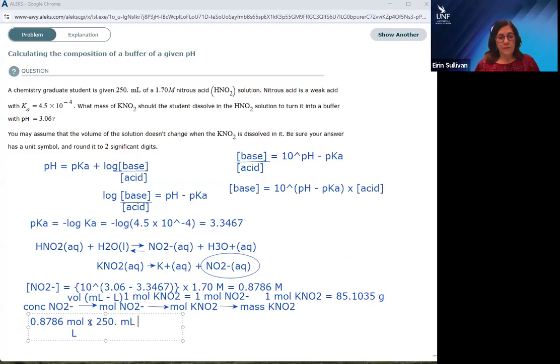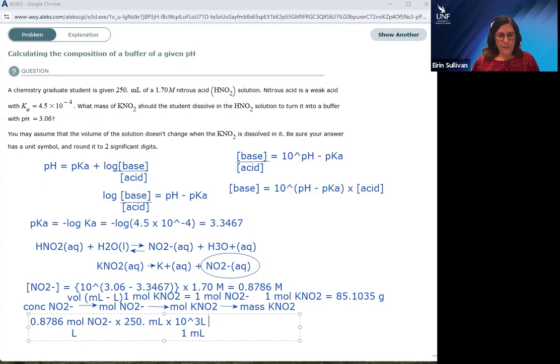Of course, we've got a little bit of a problem there because milliliters and liters are not compatible. So I'm going to have to convert milliliters into liters. 1 milliliter is 10 to the minus 3 liters. Okay, so what have we got? Liters cancel, milliliters cancel. I've got my moles of nitrite, and you know what? I'm going to be very pedantic here and put moles of the nitrite anion. So now I need to convert moles of nitrite to moles of potassium nitrite.